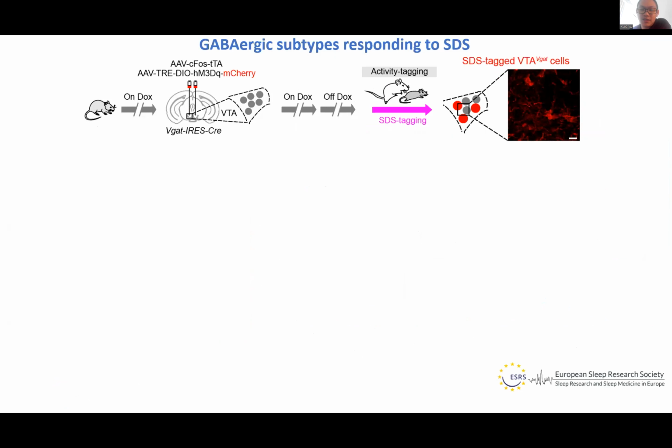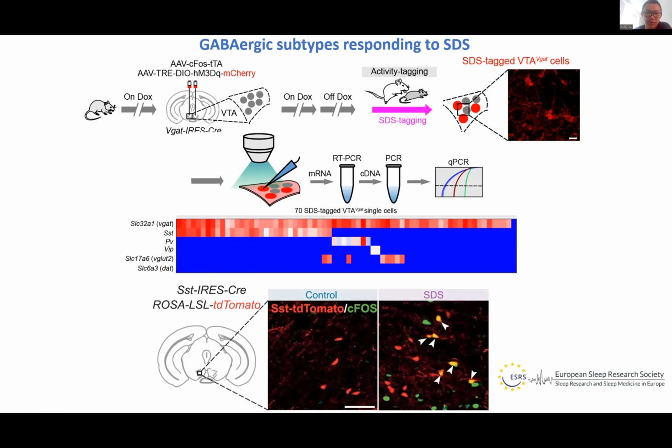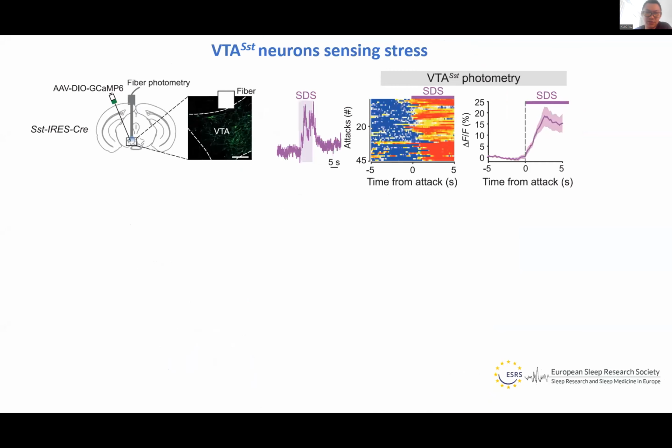And also, given that GABAergic neurons in the VTA are heterogeneous and only a subset of VTA-VGAT cells responded to social defeat stress, we looked for subtypes of VTA GABA cells responsible for social defeat stress-induced sleep. First, we examined by single cell qPCR the molecular identities of those stress-tagged cells, and we found a large proportion of cells expressed the VGAT somatostatin marker. We further characterized activated cells also using the reporter mouse line. We found nearly 40% of the VTA somatostatin-positive neurons expressed cFos after social defeat stress.